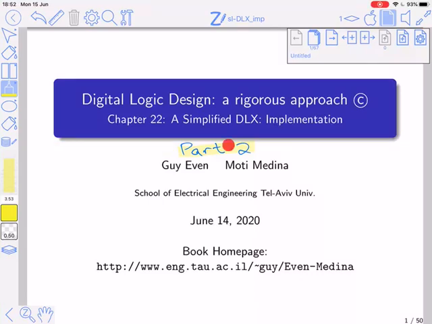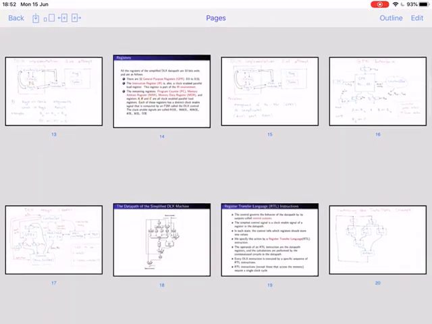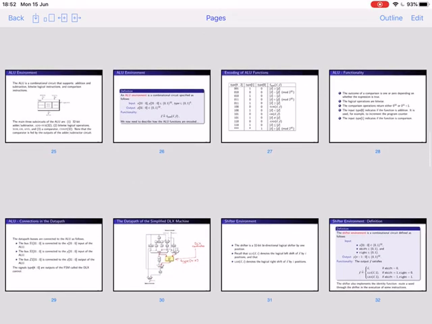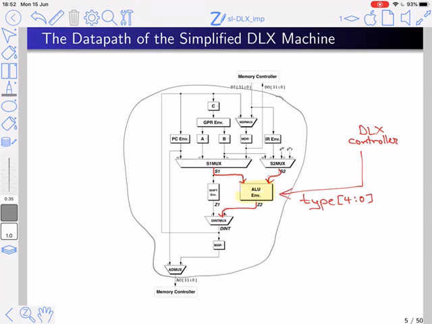Welcome to part 2 on the implementation of a simplified DLX. Let's recall what the data path of the simplified DLX looks like. The data path is basically the part that appears over here. This is the data path.